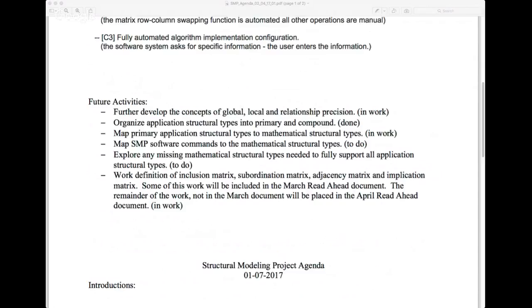Mathematical structural types. And that's something that I think might be interesting, along with Kevin saying there's a list of 60 other relationships. Out of those, do we see any other structural types that might obviously be used to support those? And then we're going to be working on the definition of the inclusion matrix, the subordination matrix, and the adjacency matrix the next month, and then we'll go for the implication matrix for the month after that.